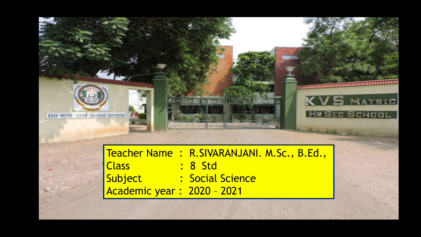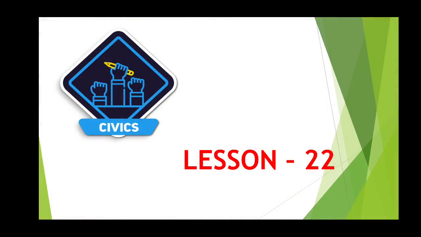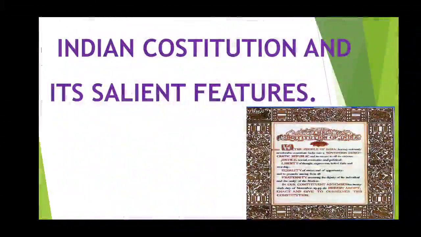Already we have started the lesson in civics. Lesson number 22, Indian Constitution and its salient features. So what is the meaning of the word constitution? It is a set of fundamental principles according to which a state or organization is governed. And we have already seen the significance of a constitution.